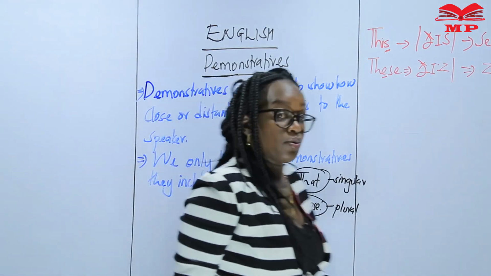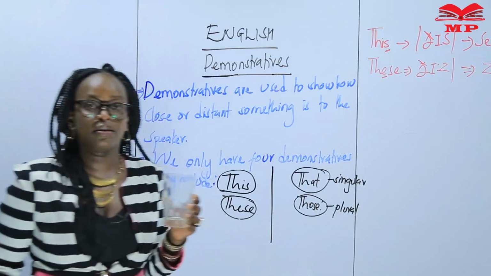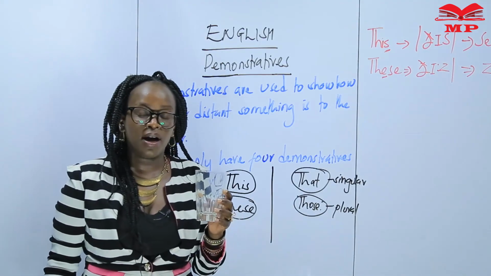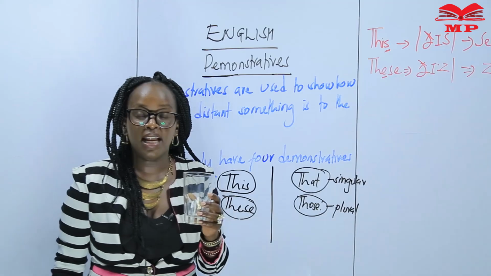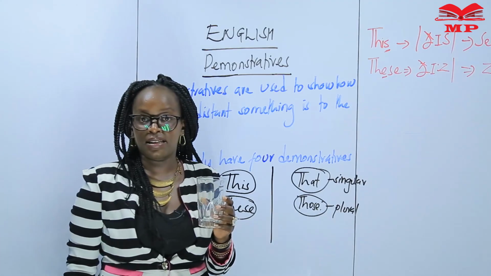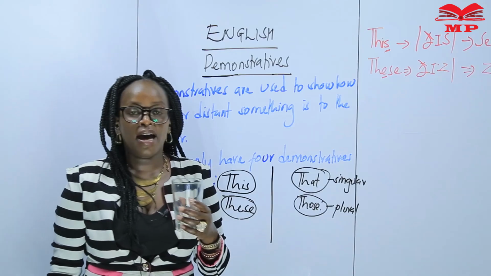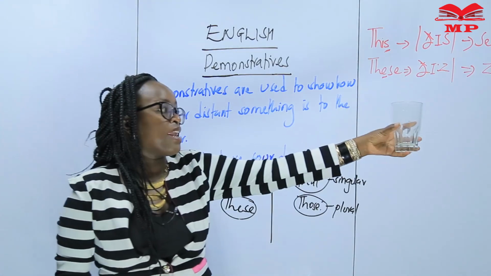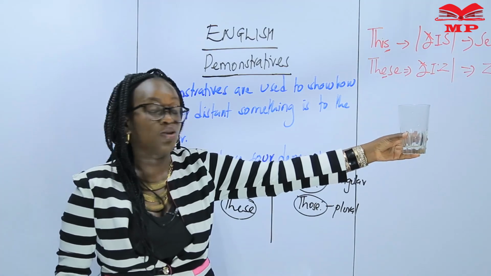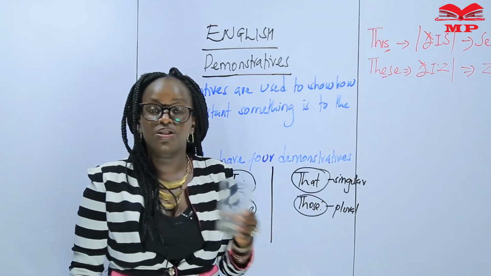I'm going to show a small demonstration here. With me here, I have a glass. If I were to construct a sentence to tell you what I'm holding, I will tell you this is a glass because it is very close to me. But if the glass is not closer to me and it's that far and I'm pointing it out for you, I'm going to say that is a glass because it is not close.